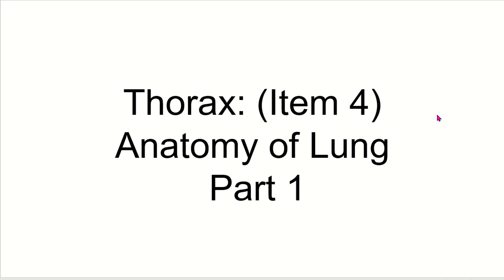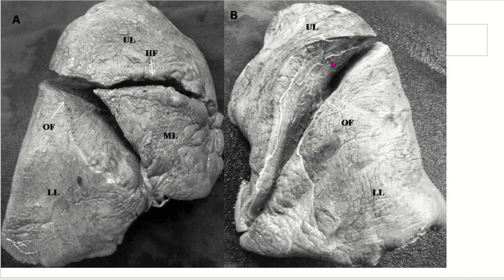In this video, I discuss anatomy of the lung, part 1. This is left lung. This is right lung. Right lung has 3 lobes: upper lobe, middle lobe, lower lobe. Left lung has 2 lobes: upper lobe, lower lobe.